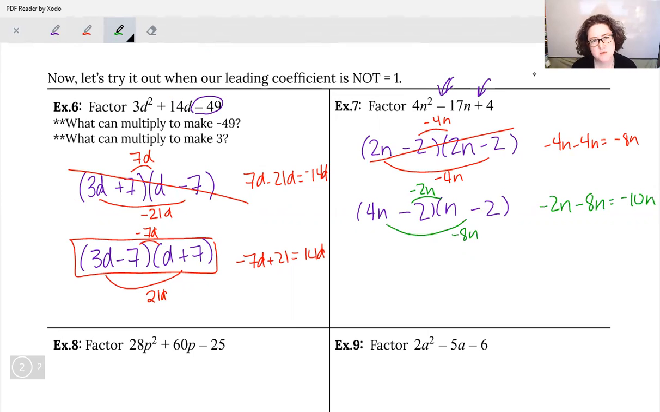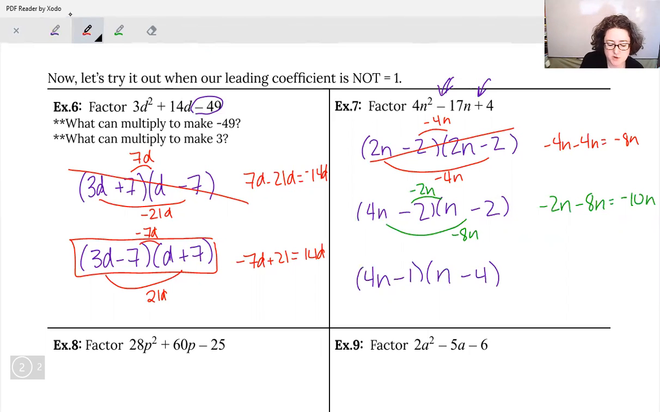Yeah, instead of using negative 2 and negative 2, let's change over to 1 and 4 on this. So let's try out 4n minus 1 and n plus, minus 4. And again, if this one doesn't work, there's only one other one we could check, 4n minus 4, n minus 1. But again, let's see how this one works.